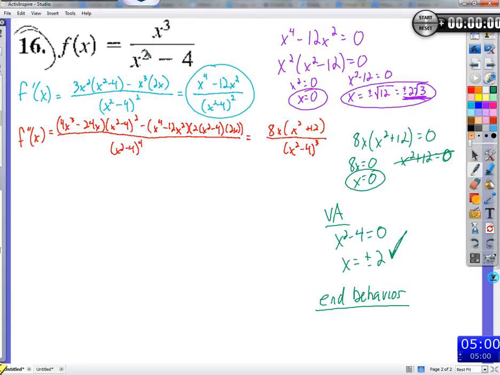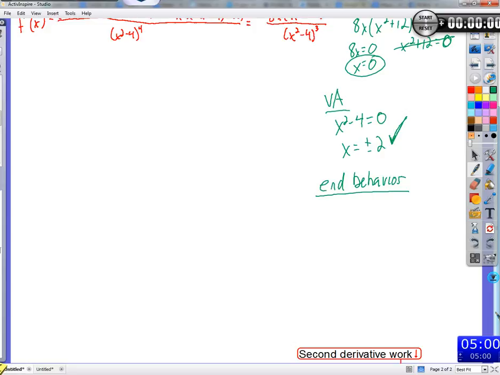Right? And if we take note that the degree of the numerator is 1 higher than the degree of the denominator, those conditions are perfect for a slant. How do we find that slant asymptote? By long division. X cubed divided by x squared minus 4. Right? So we should put a 0x squared here, 0x, and then 0. Have everything represented there. So what do we multiply x squared by to get x to the third? X. So we're going to put that guy right there. X times x squared is x to the third, just like we thought. X times negative 4 is negative 4x.